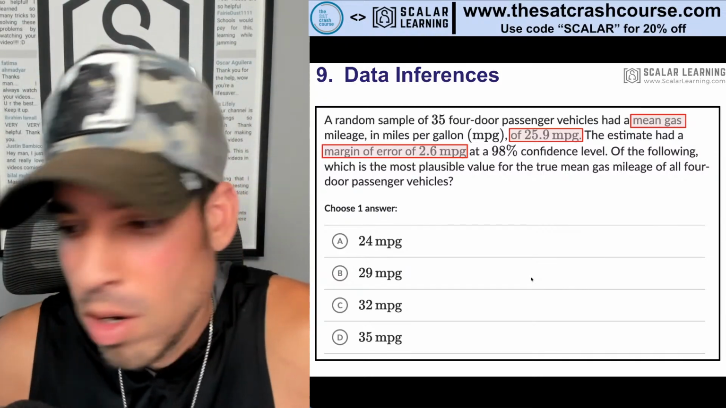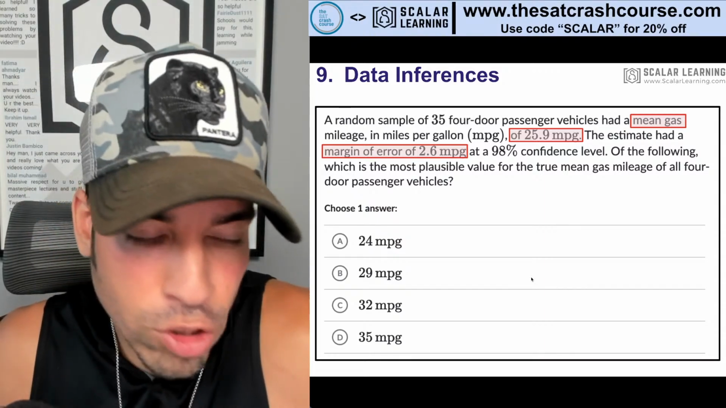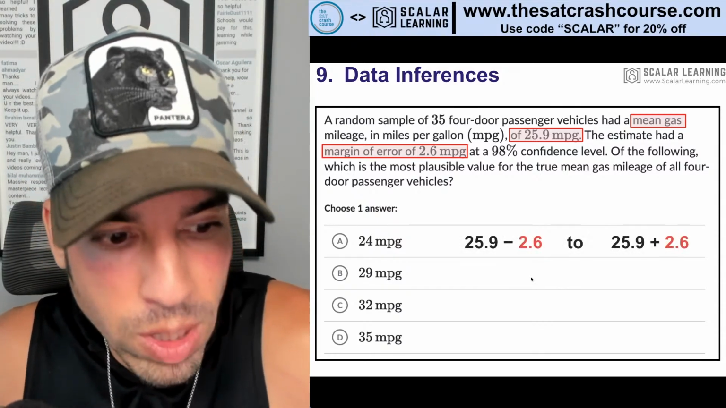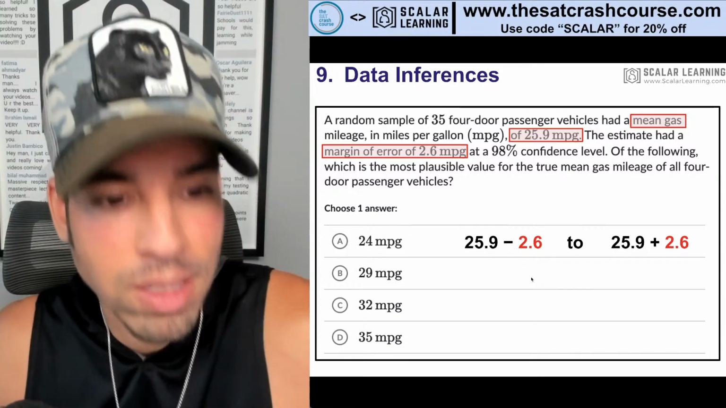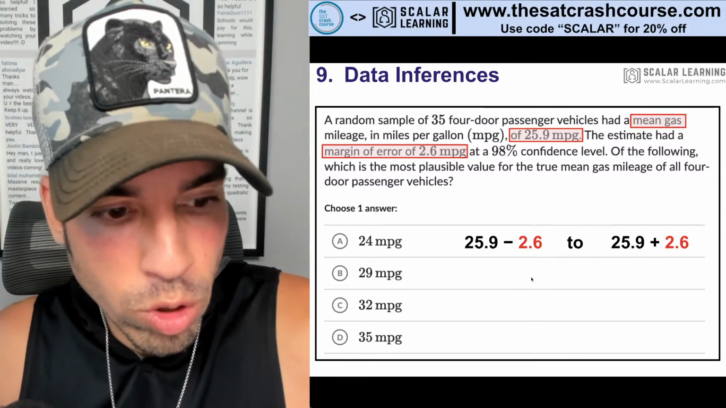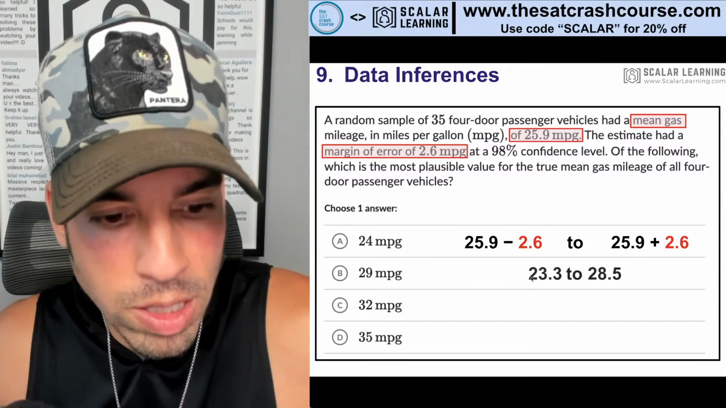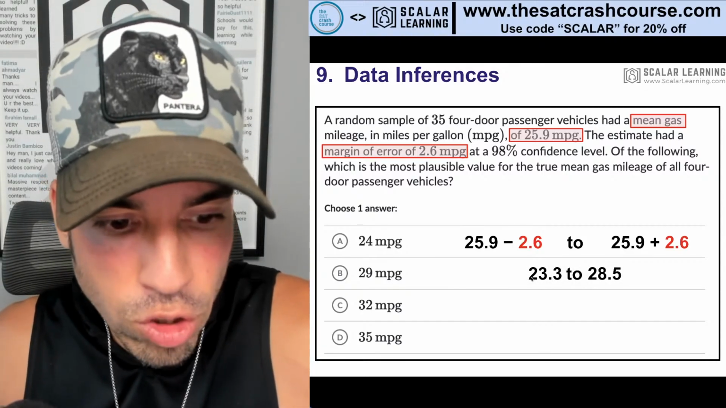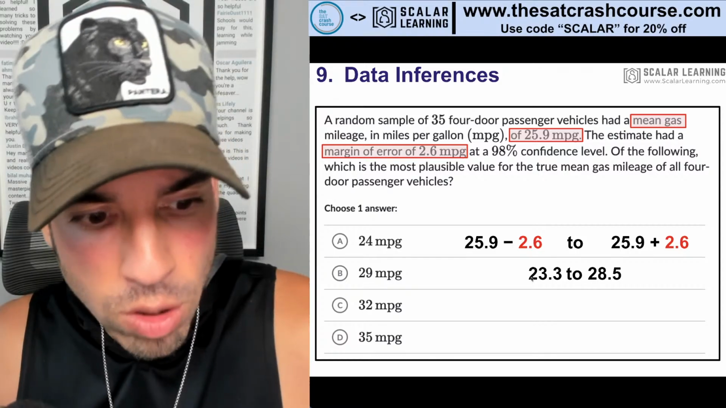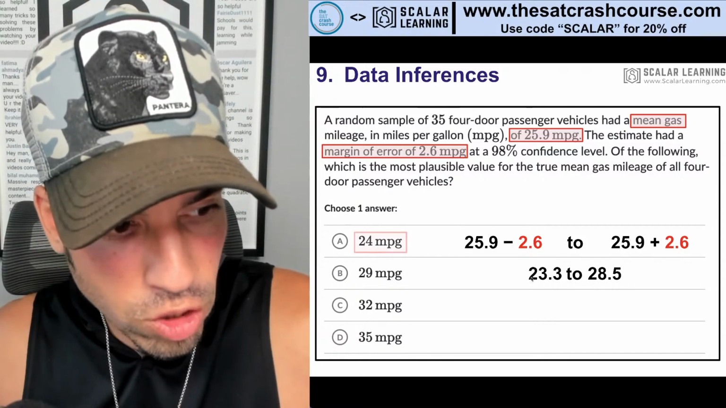Great. Okay, so I'm going to say that Abinet is correct. Why is Abinet correct? Because if we have a 2.6 margin of error, that means we're going from 25.9 minus that to 25.9 plus that, which means our range of plausible values is 23.3 to 28.5. The only one that falls in that range is 24.